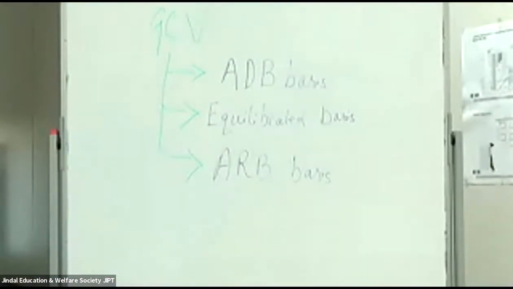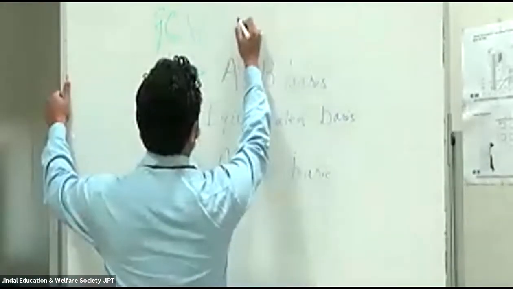So there are basically three parameters of GCV. GCV is termed as gross calorific value.